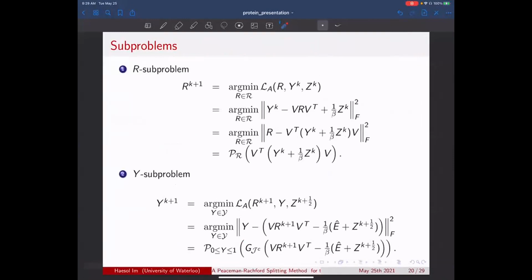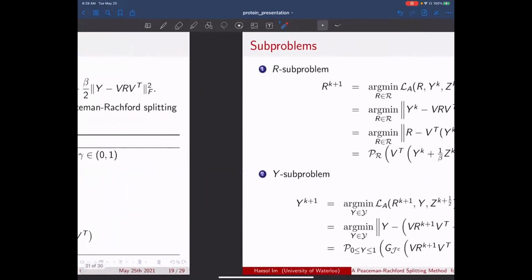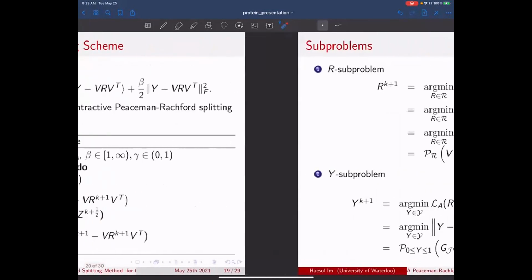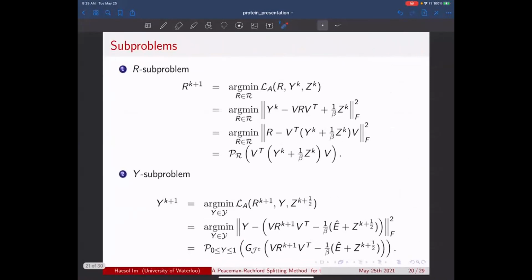Okay, so I'll now present the formulas for our algorithm. In order to have a very successful splitting scheme, it is important to have efficient minimization steps right here and right here, because whenever we hit this line, we don't want to spend so much time to solve this minimization problem. So in our problem, this is not too bad.